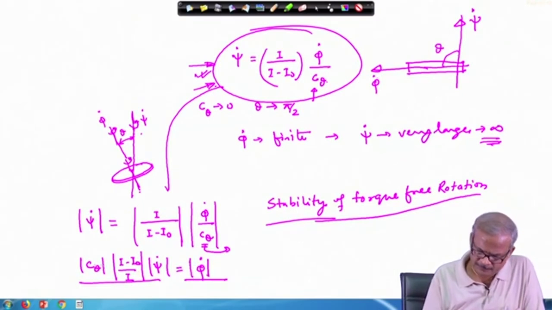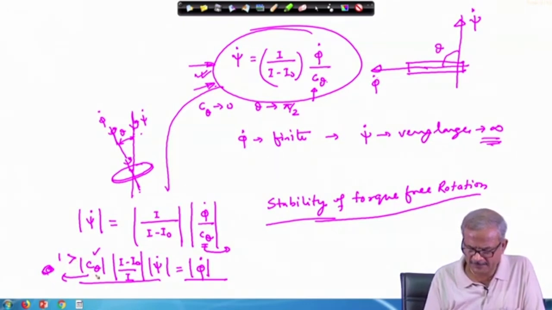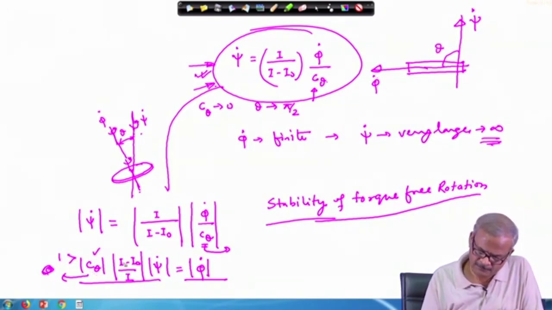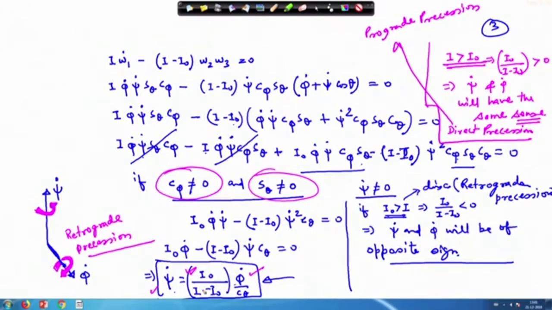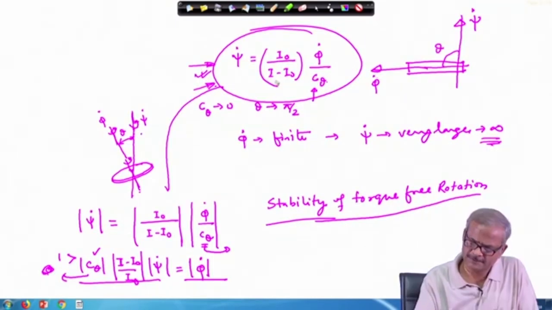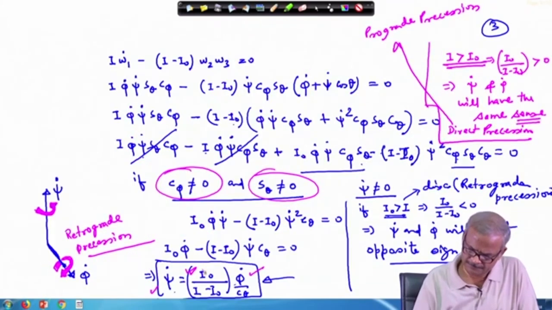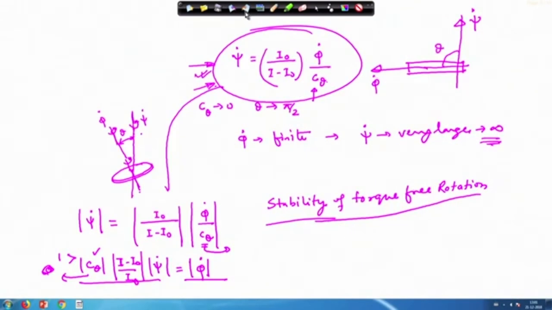Now, look at this equation. This quantity is always less than 1, because it is a c theta. So, either positive or negative, this is bound to be less than 1. Okay. This quantity, whether it is greater than 1, and here this is I 0, here in this place also this is I 0. On the previous page, let us check, I 0 we have written here. So, I 0 is here and I minus I 0 thereafter.